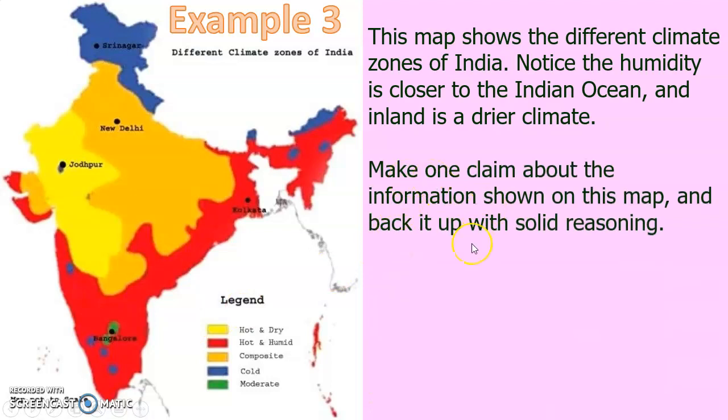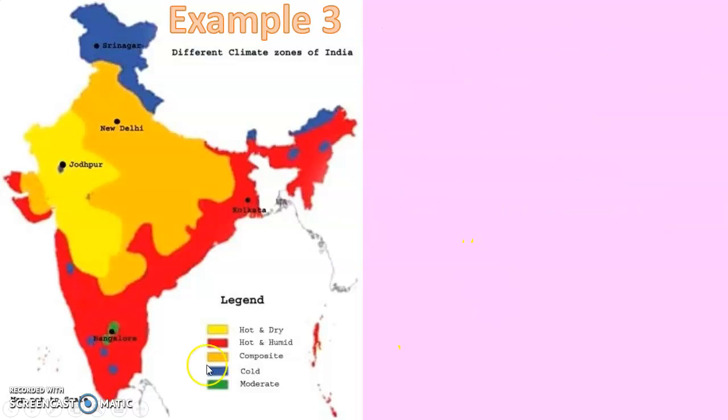We are going to make one claim about the information shown on this map, and we'll back it up with solid reasoning. So let's look at the legends. The yellow shows that this area is hot and dry. The red shows that this area is hot and humid. The orange shows a composite, so it's kind of hot, kind of humid. The blue shows cold areas, and the green shows some moderate areas.